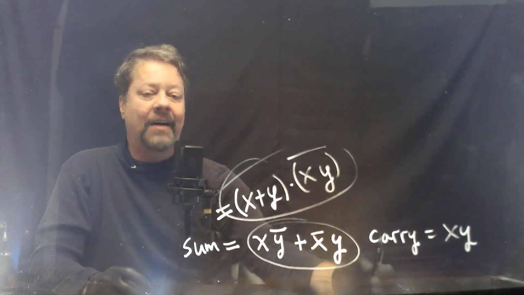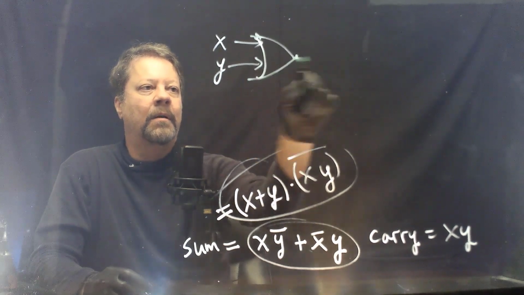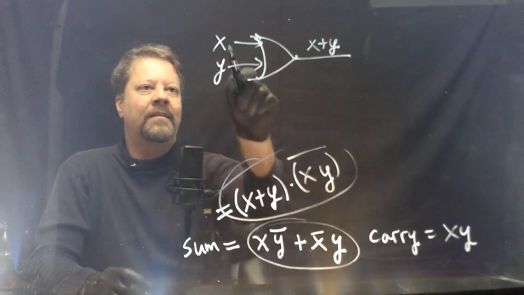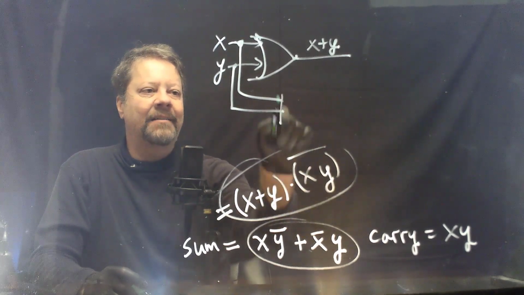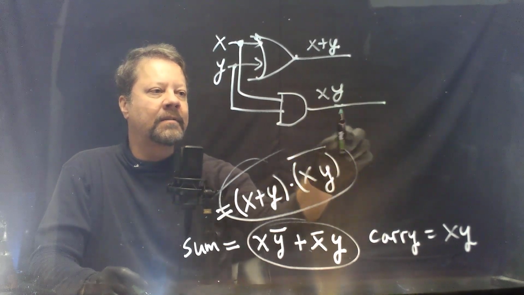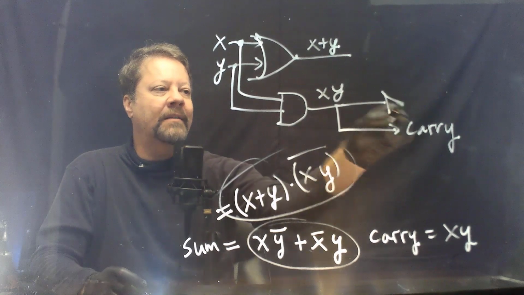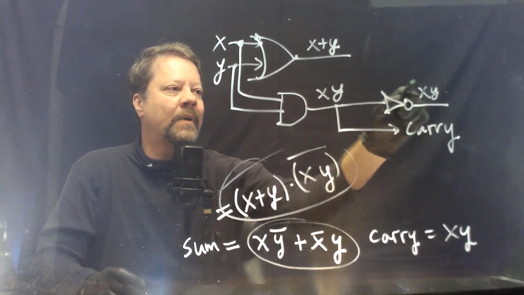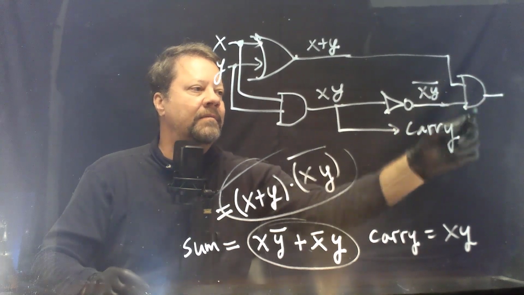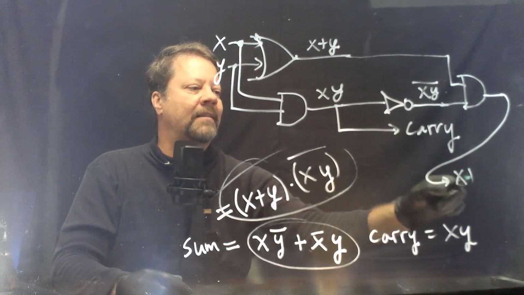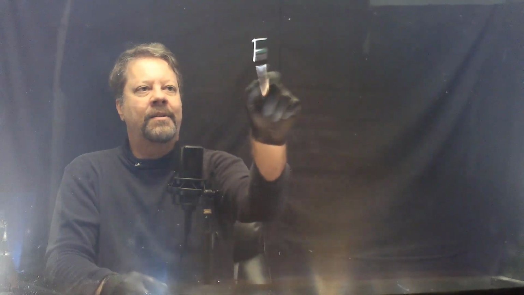To turn this half adder now into a circuit, let's have x and y going into an OR gate. We'll also need both x and y going into an AND gate. We're going to tap out of this, and this will be our carry. We'll have to take x and y and get xy complement, and then we'll feed that into an AND gate. And so our final output will be x plus y times xy conjugate.